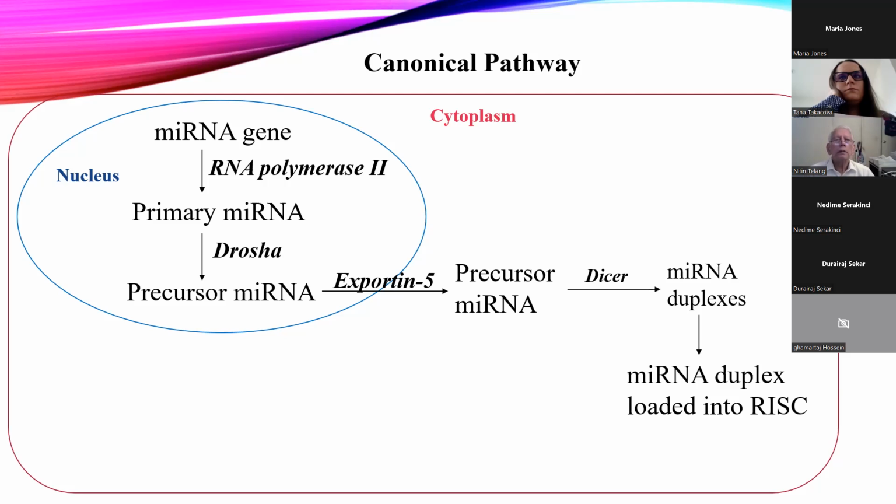If you look at this pathway, if you block any step of it, we can easily stop microRNA biogenesis. In this way, we can save the cell if the microRNA is oncogenic.